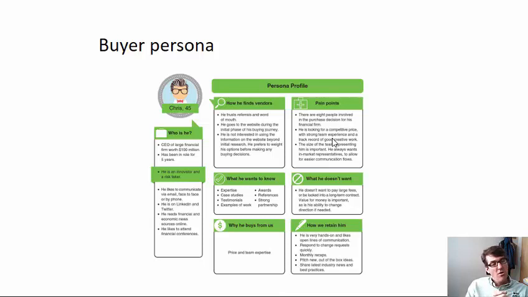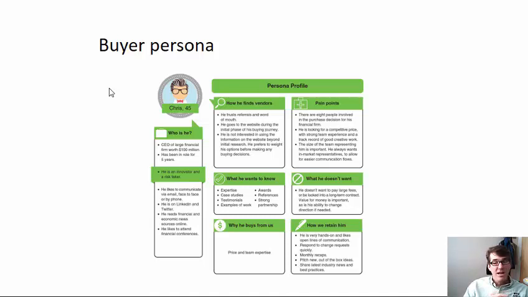Next thing, what he wants to know. What does the customer want to know? What does Chris right here want to know about your company? Then that helps you to be able to put things out there. What does he not want to know? Then that allows you to be targeted in what you're focusing on, instead of putting out so many things that he may or may not be interested in knowing.